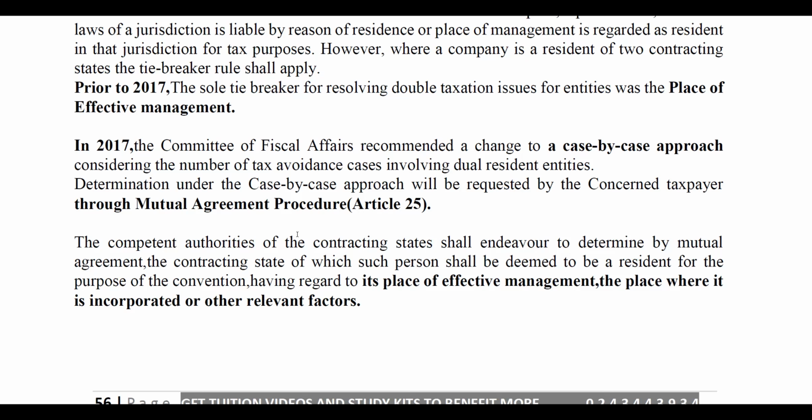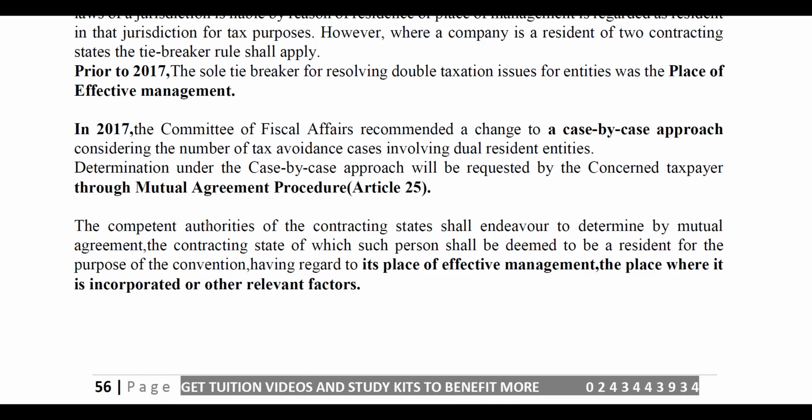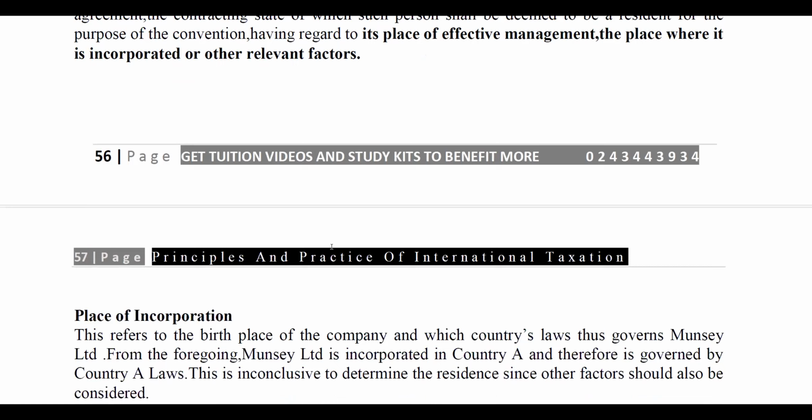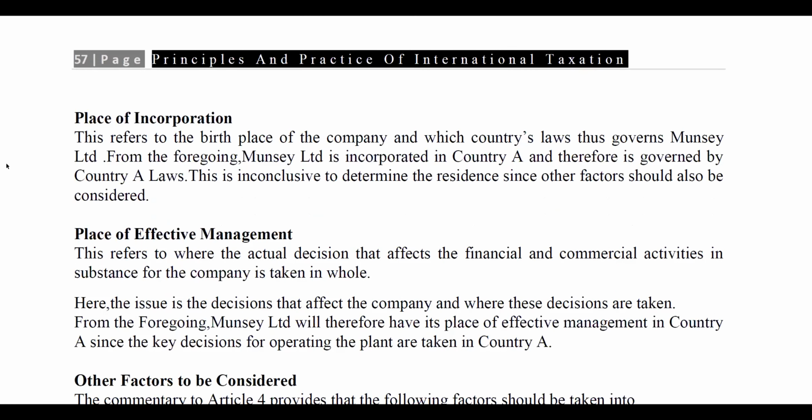Simple, right? This alone tells the examiner that, wow, the person writing is not a small person, right? So the competent authority shall endeavor to determine by mutual agreement procedure the contracting state of which such person shall be deemed to be a resident for the purpose of the convention, having regard to its place of effective management, the place where it is incorporated, or other relevant factors. So you see, I talked about all the 3. Then I take it one by one. Place of incorporation. Then you see P.